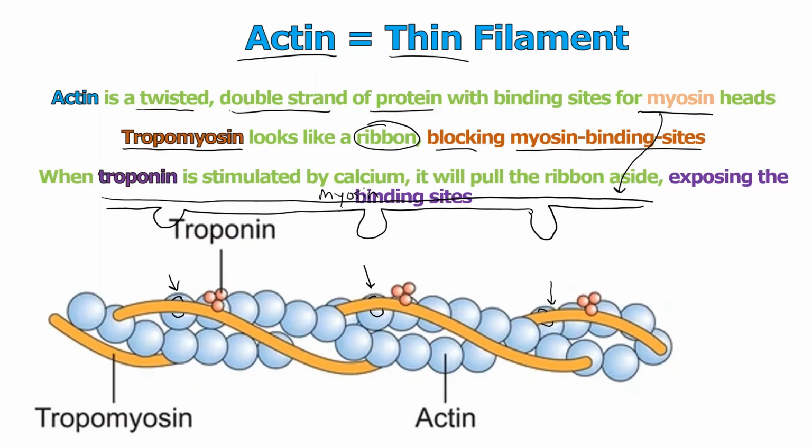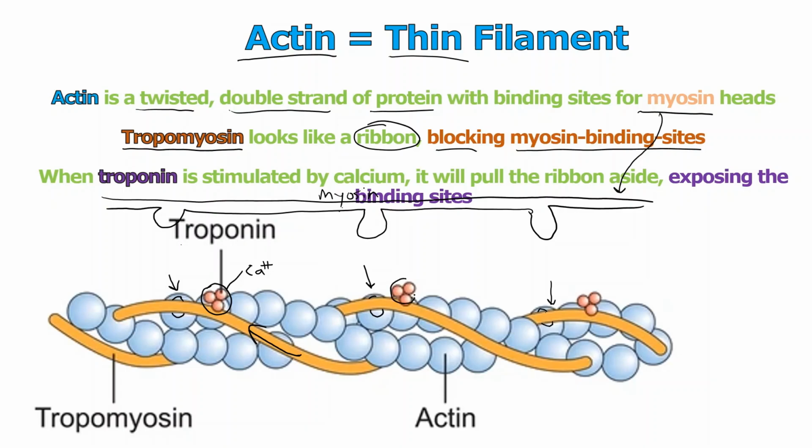Now there's another portion of the actin called troponin, and it looks like these three balls right here. Now troponin, if it gets stimulated by some calcium, that's supposed to be a 2+ right there. It says there in the text, when troponin is stimulated by calcium, it takes this ribbon and it shifts it out of the way.